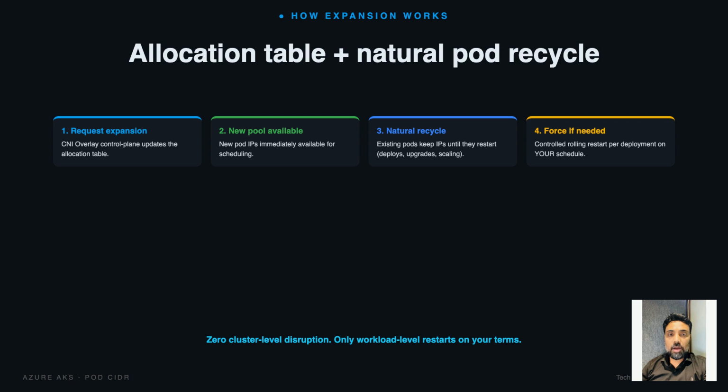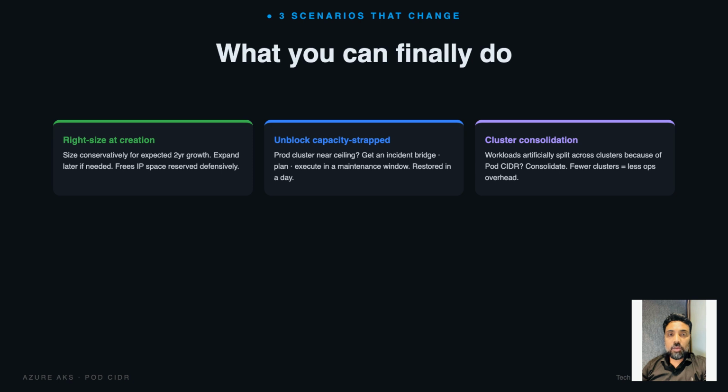Scenario 2, unblocking capacity constrained clusters. If you have an AKS cluster in production today that's near or at its Pod CIDR ceiling, you have a path that does not require cluster migration. Get an incident bridge, plan the expansion, execute during a maintenance window, restore capacity within a day.